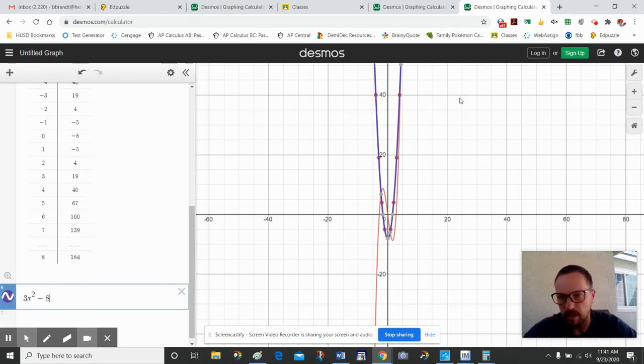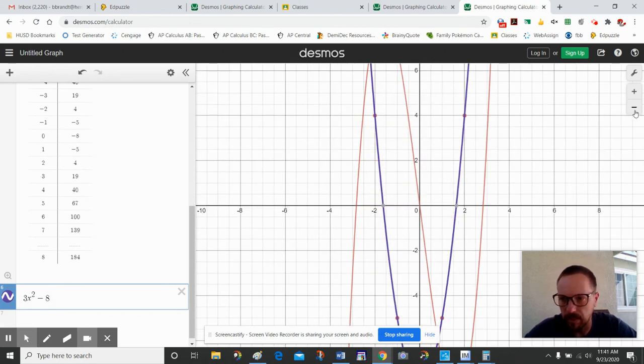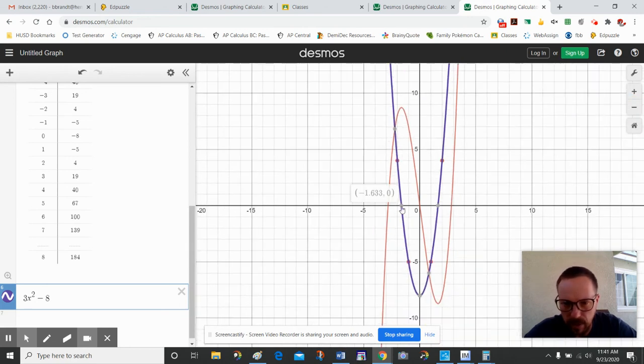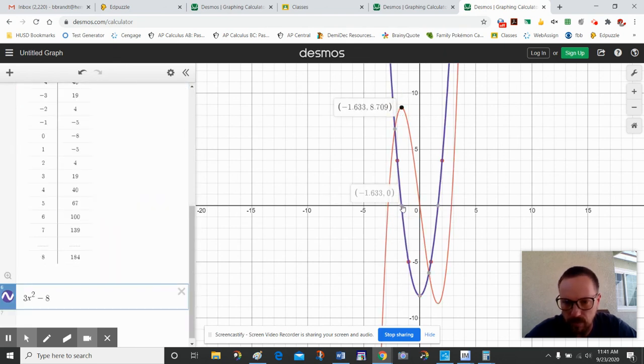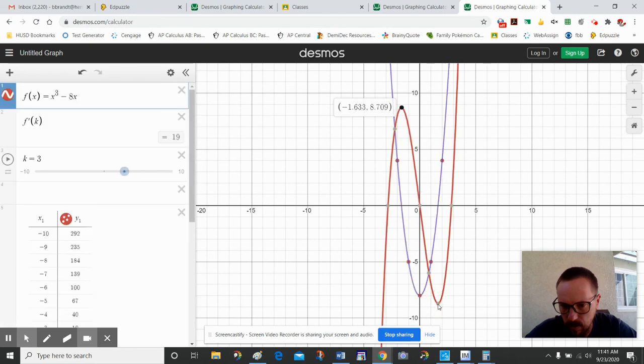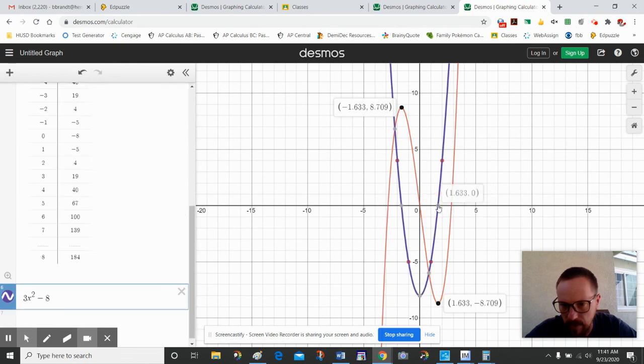And so then if we come back here, back to the normal zoom, and maybe a little bit farther out, you can see right here -1.633. That was the max. That's where the derivative is 0, because it's flat there. And 1.633 is the minimum, and again, 0 there.